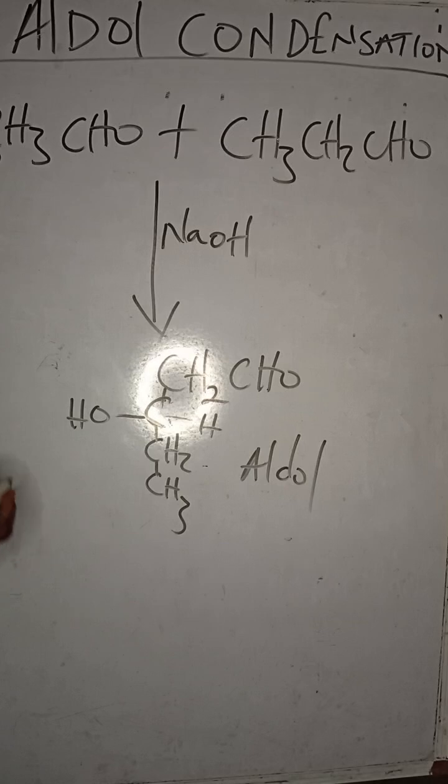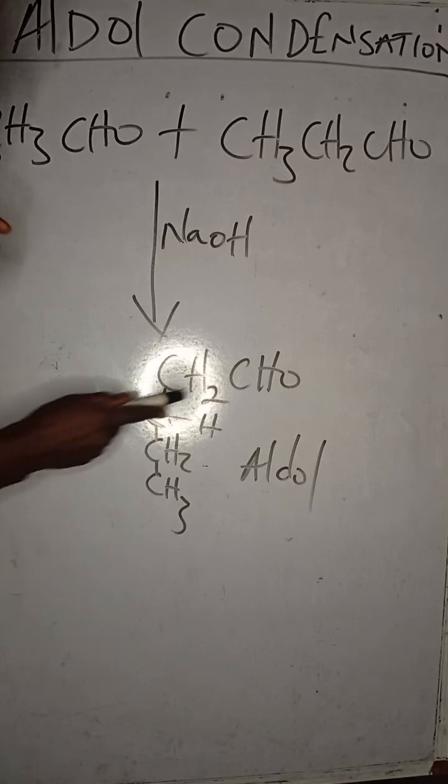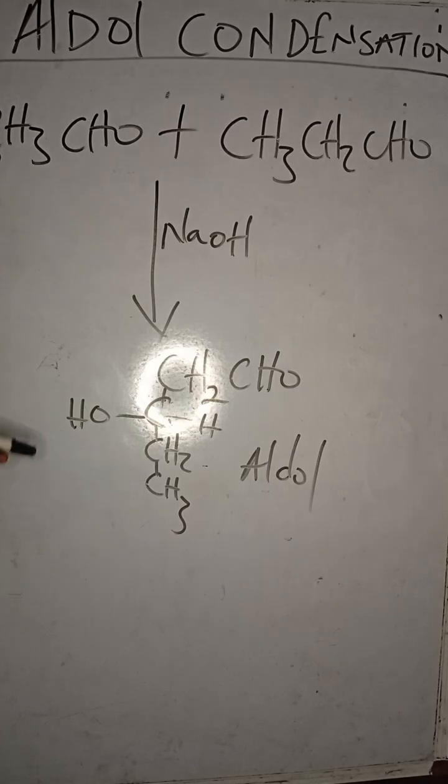Now the aldol here is known as a beta hydroxyalkanal. If you count the aldol, 1, 2, 3, 4, 5, it is a 3-hydroxyalkanal. So 1, 2, 3, 4, that's 3-hydroxypentanal. That's the name of the aldol.